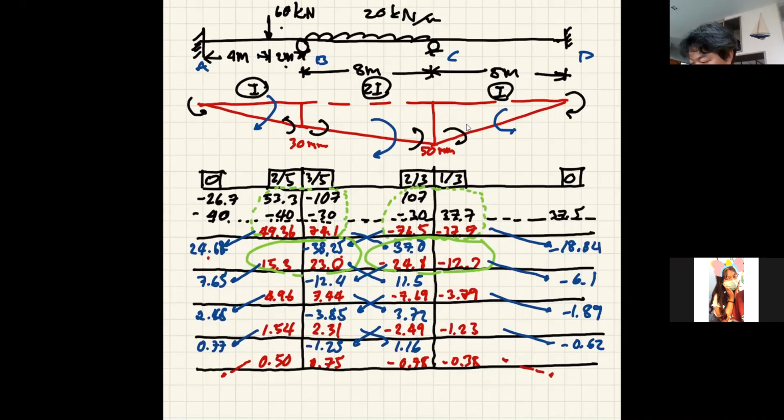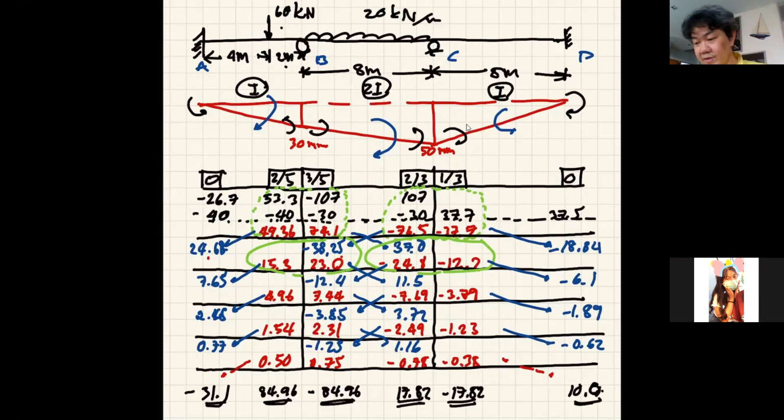In the end, let's say we have minus 31.1 here. We have, actually, it's 84.96 and minus 84.96. You bet. If you check every cycle, in the end, it must be zero as well. 17.82 and minus 17.82. Okay, and this is 10. Let's say 10. Okay, but that's it. Okay, any question?